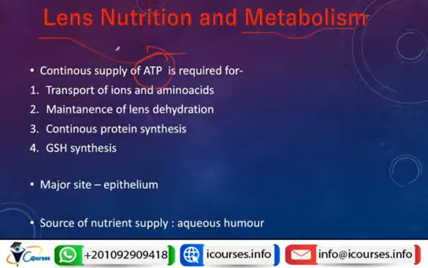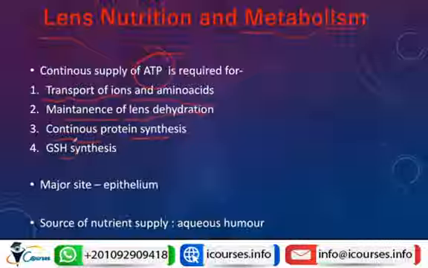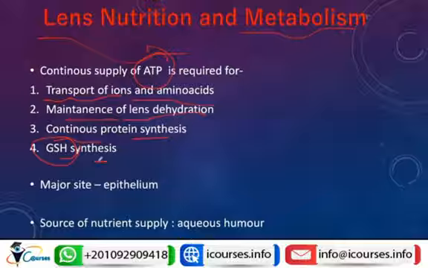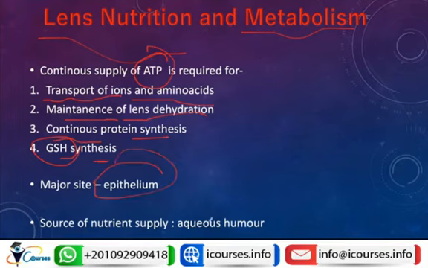So why do we need ATP? For transport of ions and amino acids, for maintenance of the lens dehydration, for continuous protein synthesis, and also for glutathione synthesis. The major site for the active pump, the sodium potassium ATPase pump, as we said, will be the anterior lens epithelium, and the source of nutrients will be coming from the aqueous humor.